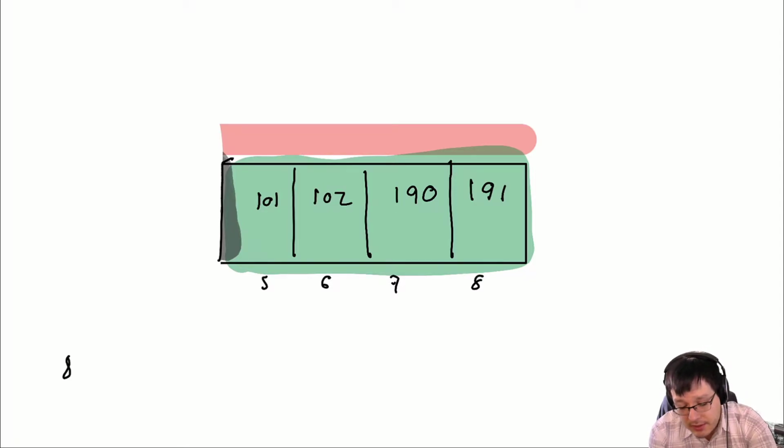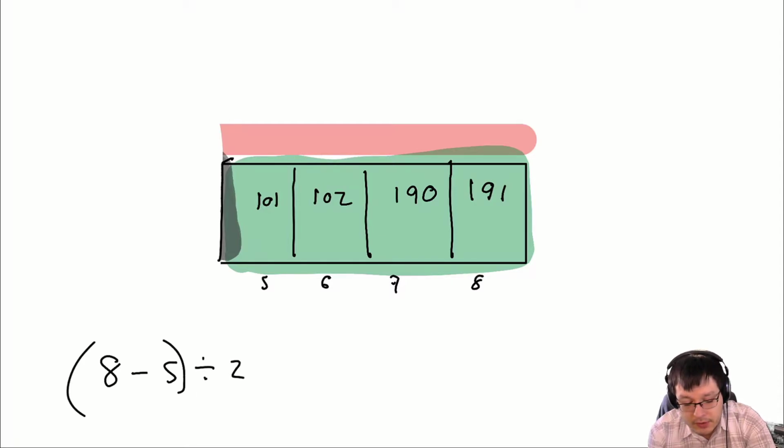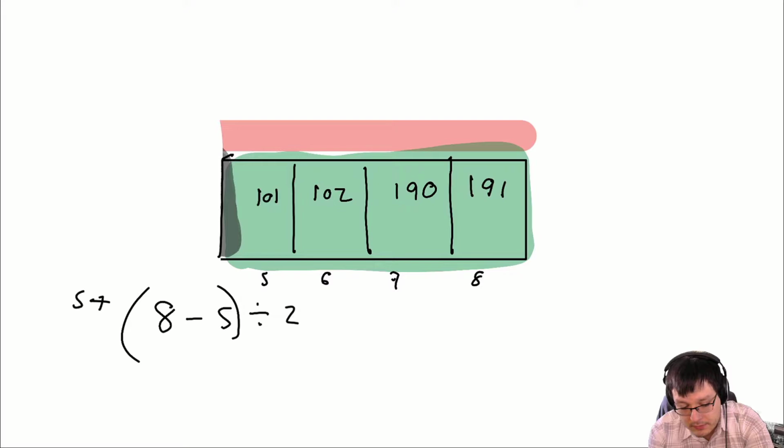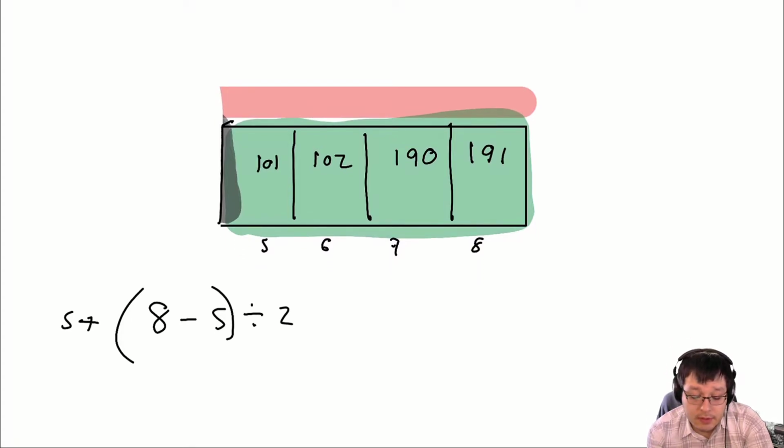So you could do something like 8 minus 5 divided by 2, and then basically you add that to the 5. So 5 plus whatever this is. So what is that equal to? Well, 8 minus 5 is 3, and then 3 divided by 2 is actually just going to be 1 because of the modulo stuff. So ultimately, we're just basically doing 5 plus 1, which is equal to 6.